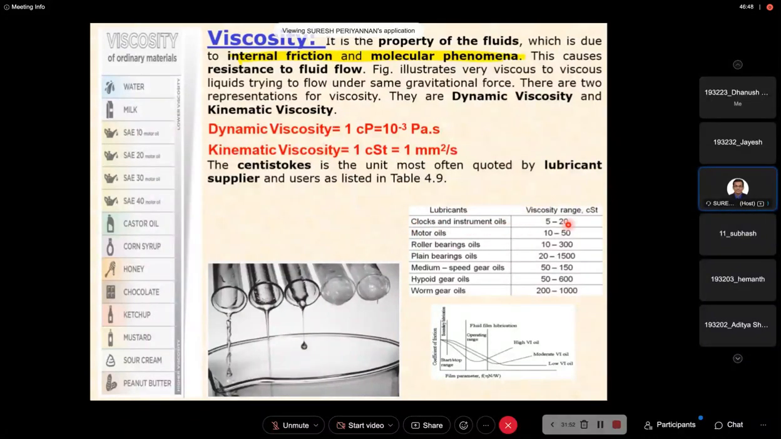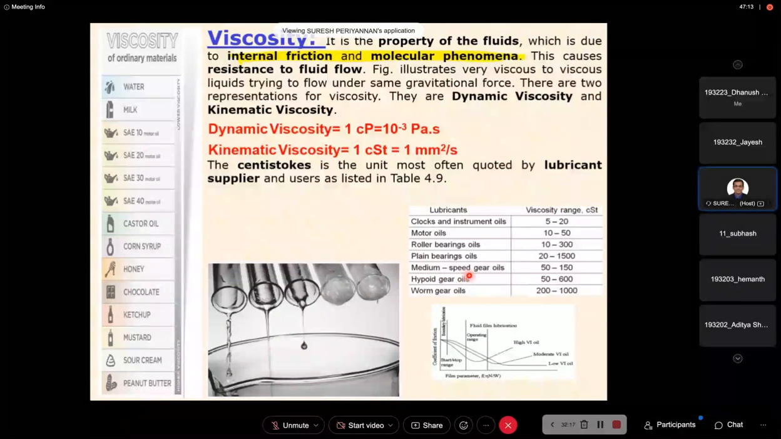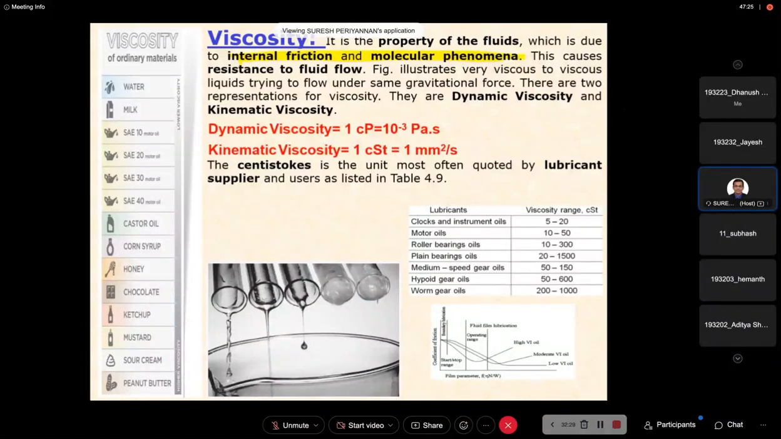Now come to lubricants. For clocks and instrument oils, we use oil viscosity of 5 to 20. For motor oils, we use 10 to 50. For roller bearings, the lubricant oil viscosity ranges from 10 to 300 centistokes. Most suppliers consider the unit centistokes, kinematic viscosity. For medium and speed gear oils, we use 50 to 150 centistokes. Then worm gear oils 200 to 1000 centistokes. Only then are we able to obtain very low speed, high velocity ratio. Using worm gears, we can even reduce the velocity ratio 300:1. So the viscosity of the lubricant plays an important role.